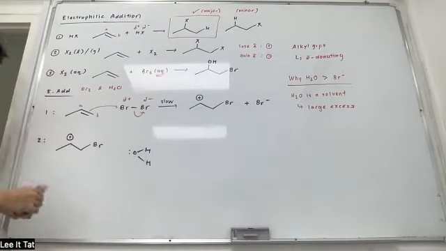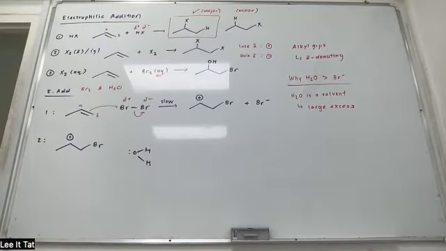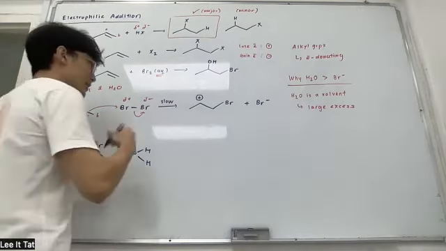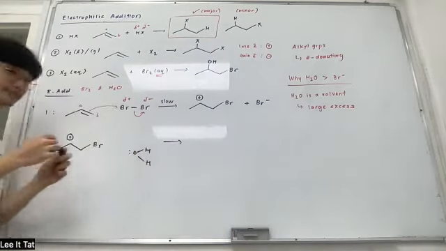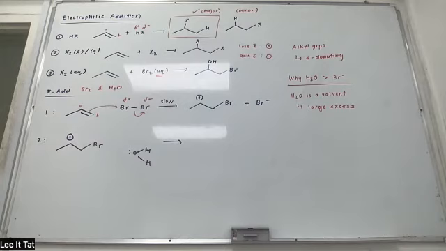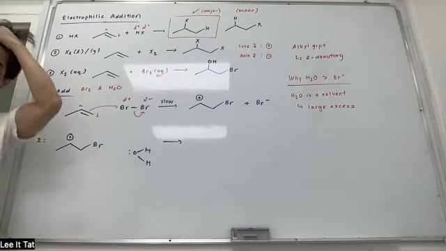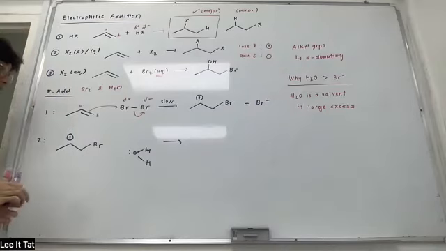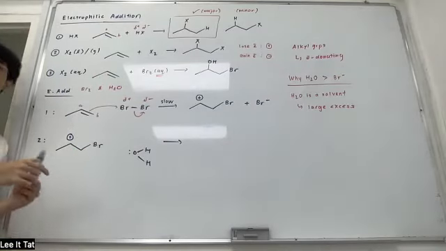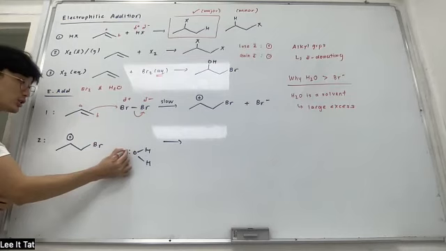Okay, I need you guys to draw the electron flow. So it's from where to where? Arrows must point from where to where here? Okay, the lone pair to the carbon with the plus charge.